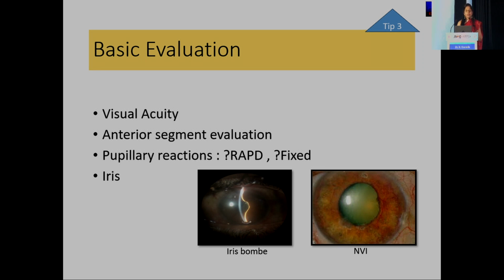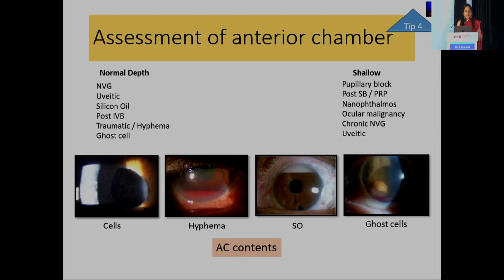And very carefully examine the anterior segment. Most importantly, look at the iris for a lot of details. Look for the presence of neovascularization. Pupillary reactions are very, very important. See the pupil reaction, whether it is brisk, whether there is a relative afferent pupillary defect, whether it is fixed. All of this will give you a clue as to what is the condition that you're dealing with. And one other thing which goes without saying is careful examination of the anterior chamber. I think 50% of the diagnosis you can clinch with this. So look at the anterior chamber, see whether it is a normal depth or a shallow chamber.